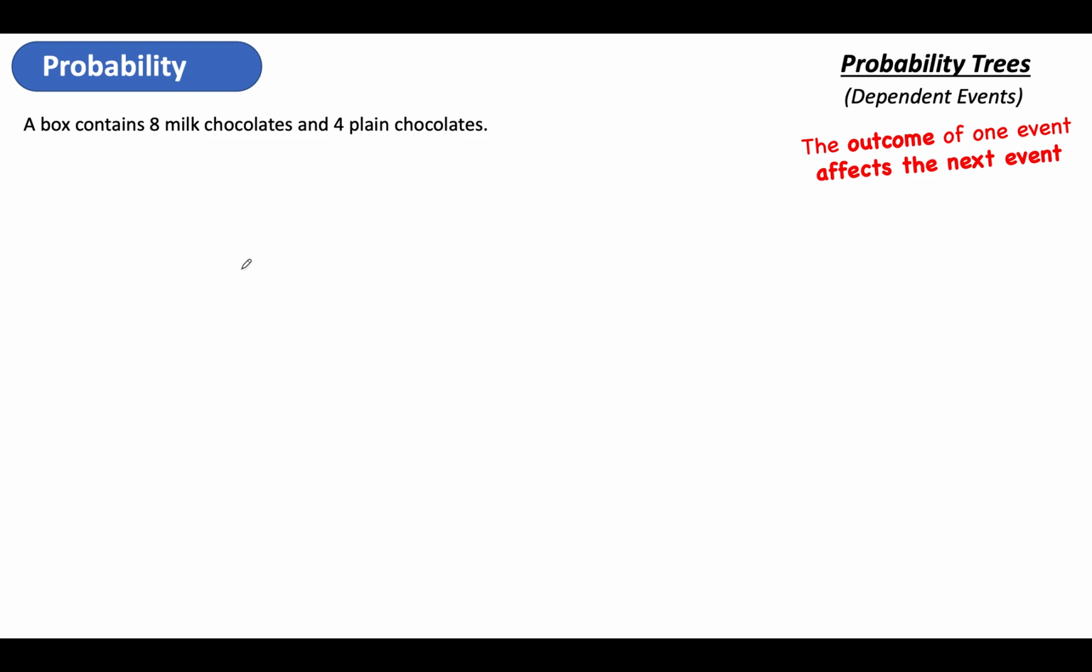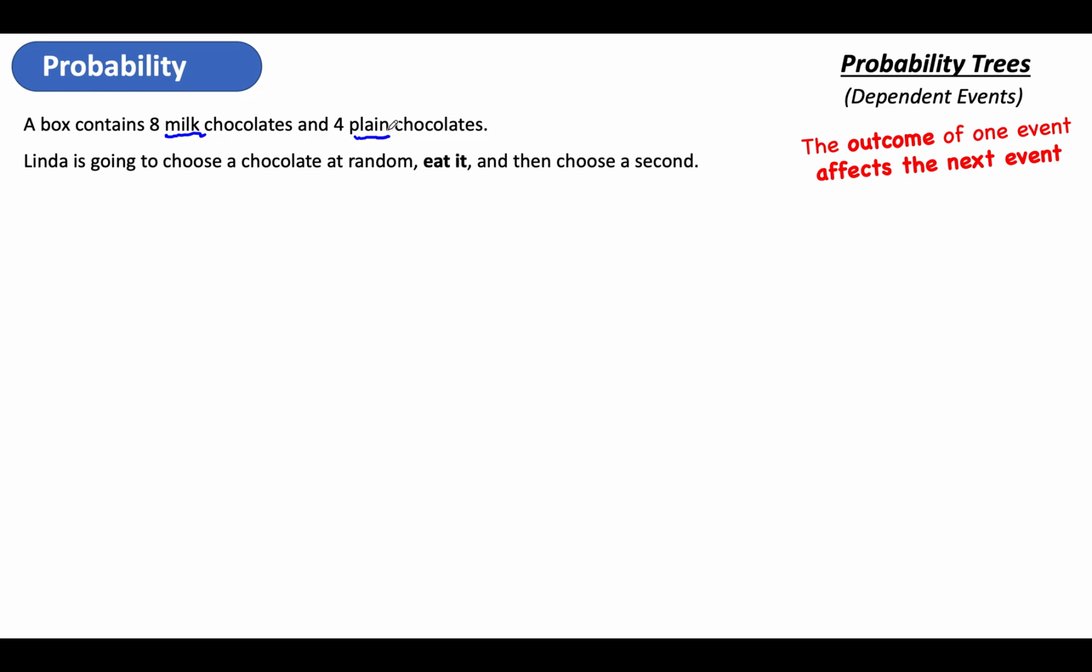We're going to have a box and it's going to have 8 milk chocolates in it. Milk chocolates. And 4 plain chocolates. Plain chocolates. And Linda is going to choose a chocolate at random because Linda's a bit like that. And she's going to eat it and then choose a second. And we want to know what the probability is going to be of getting each. It's going to be totally at random, so what's the probability of getting 2 milks or 2 plains or whatever.